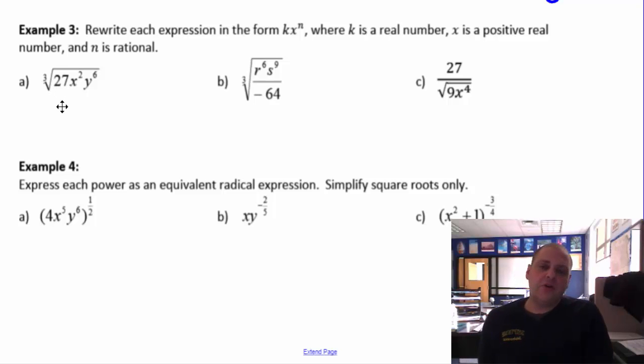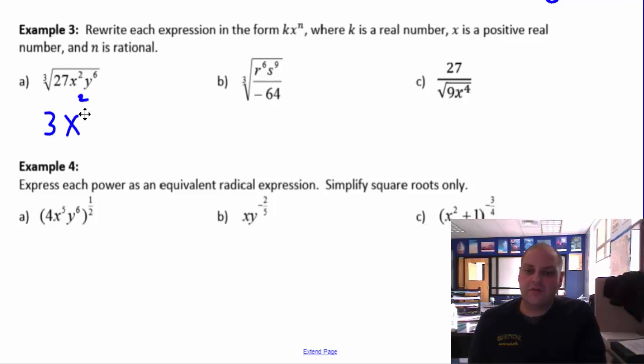27, now cubic root of 27, you could do that with your factor tree, but we already said cubic root of 27 is 3, just plain old 3. X to the second, but then the cubic root, so x to the 2/3. And then y to the 6/3. Now, 6/3 is 2, so really we can rewrite this as y squared, because 6/3, so y squared.